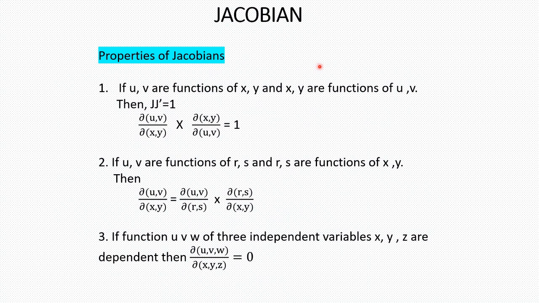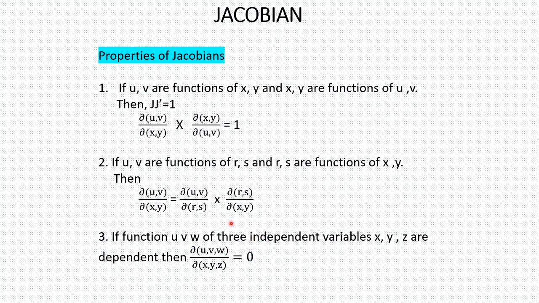Properties of Jacobians. 1. If u and v are functions of x and y, and x and y are functions of u and v, then JJ' is equal to 1. ∂(u,v)/∂(x,y) times ∂(x,y)/∂(u,v) is equal to 1. 2. If u and v are functions of r and s, and r and s are functions of x and y, then ∂(u,v)/∂(x,y) is equal to ∂(u,v)/∂(r,s) times ∂(r,s)/∂(x,y). 3. If the functions u, v, w of three independent variables x, y, z are dependent, then ∂(u,v,w)/∂(x,y,z) is equal to 0.